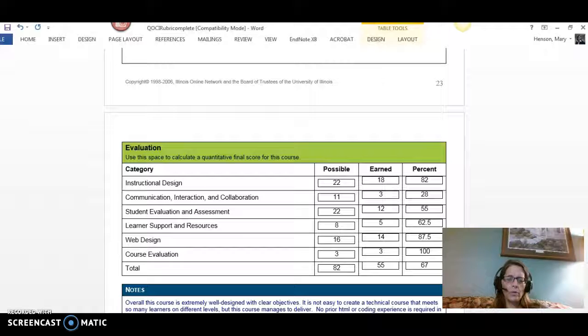One of the reasons that I think the scores are maybe not very high is that the course is designed for a self-paced learner, not in a traditional educational setting, and a lot of the elements in this rubric are really for a traditional educational setting. But two of the strengths of this course are instructional design and web design, and I'd like to show you some examples from the course to show you why.